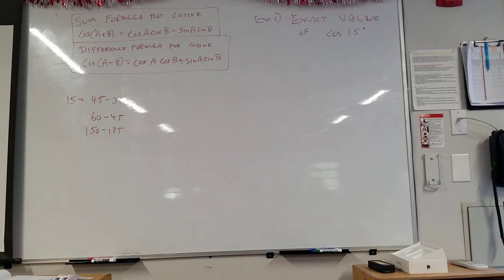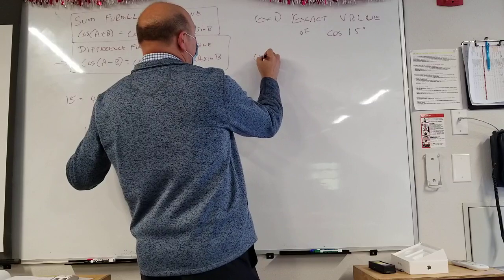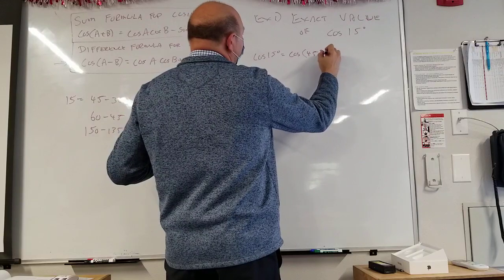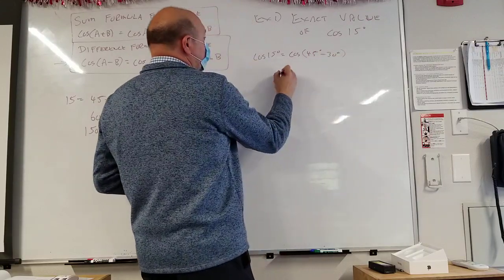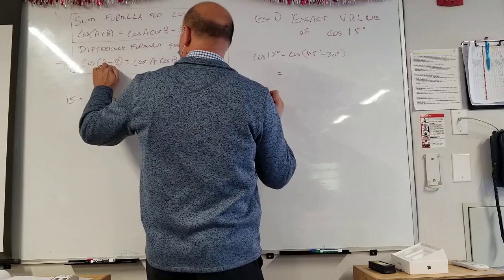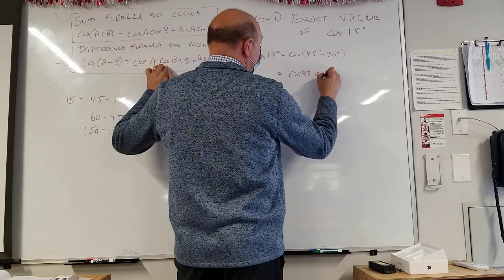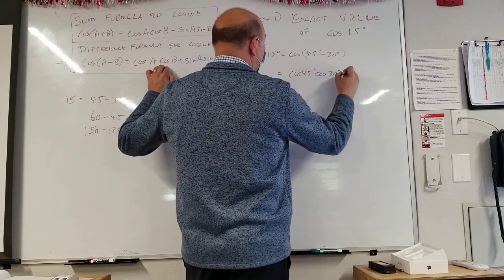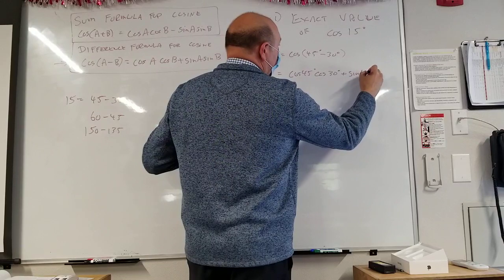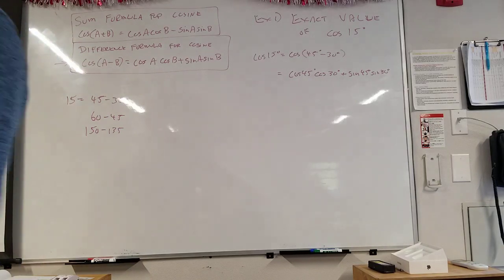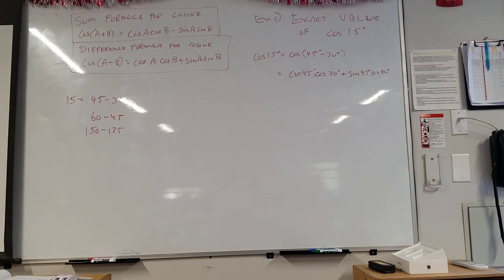I'm going to use the top one because that looks like the easiest one. So let's go for it here. The way we write it is cosine of 15 degrees is the same thing as cosine of 45 degrees minus 30 degrees, which is the same thing as the difference formula. By the time you write this 10 times on the homework, you'll have it memorized. It will not come out of your memory.